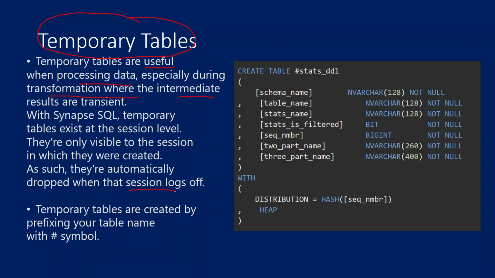It may be at a session level. In SQL Server, you can create a temporary table at a global level as well, which means all the sessions can access the same temporary table. That is called a global temporary table. But global temporary tables are not available in Synapse SQL. You can create only temporary tables which exist only at a session level.